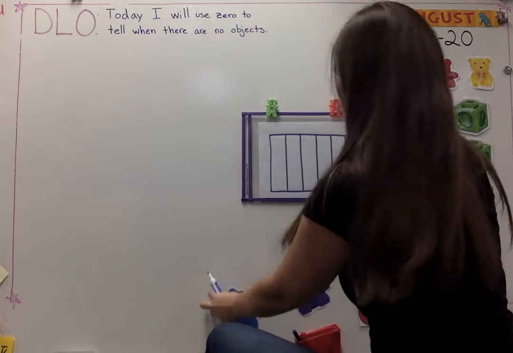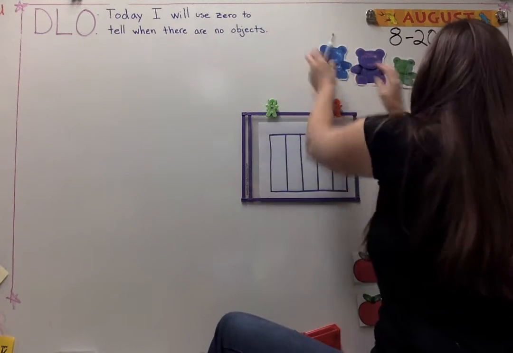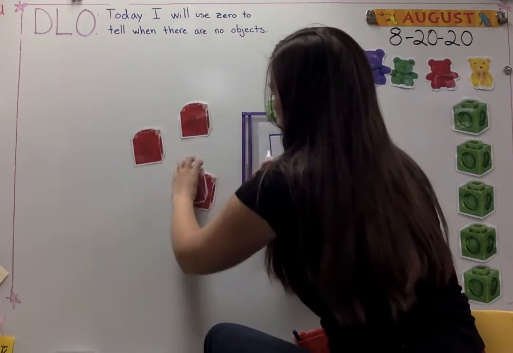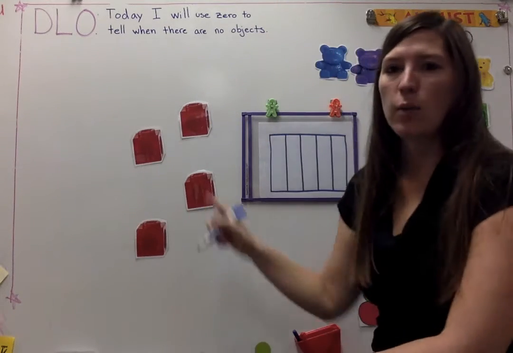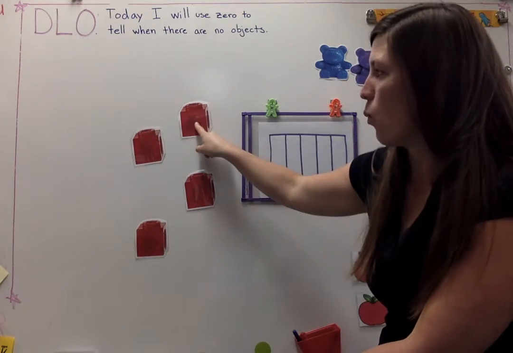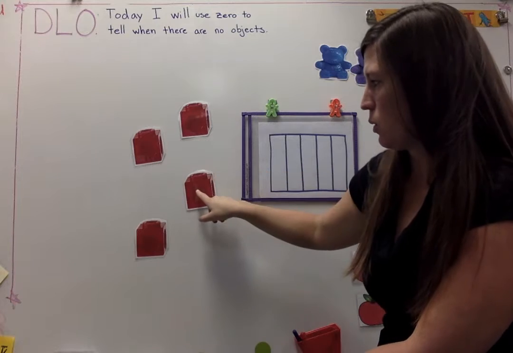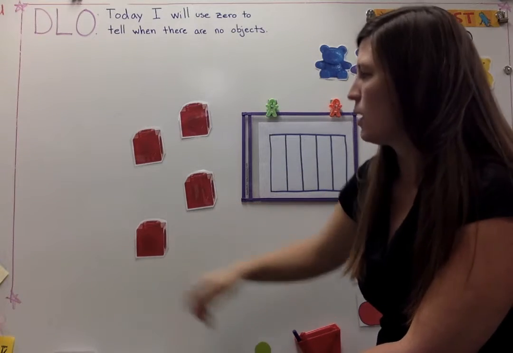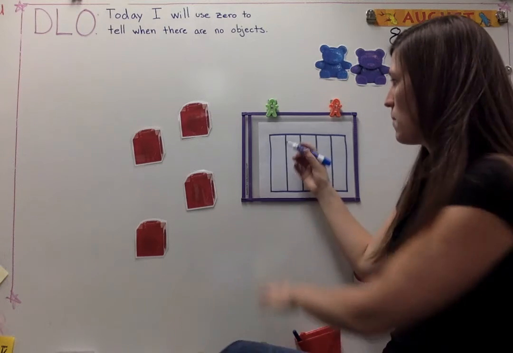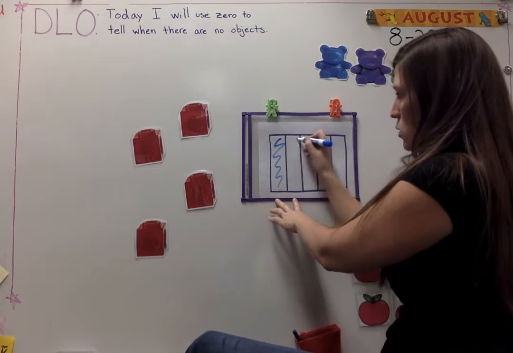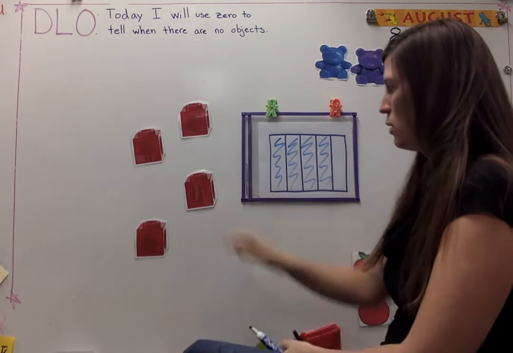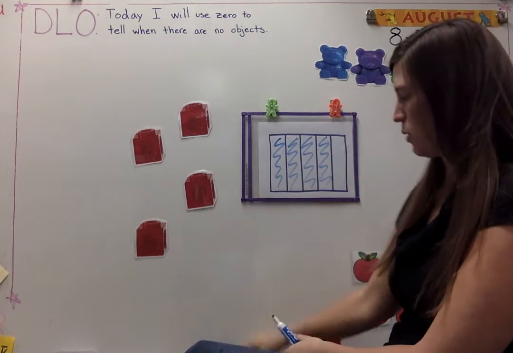Let's pick a different object. How about cubes? You have cubes at home. How many cubes do I have here? Use your best finger and point to them. 1, 2, 3, 4. How many bars will I color in the graph? 4. Count with me. 1, 2, 3, 4. 4 cubes, 4 on the graph.